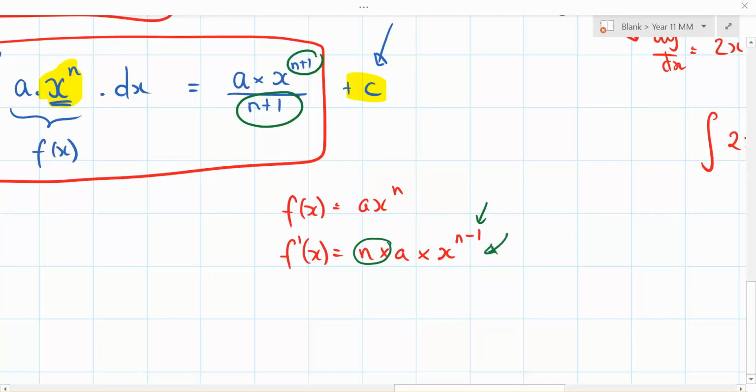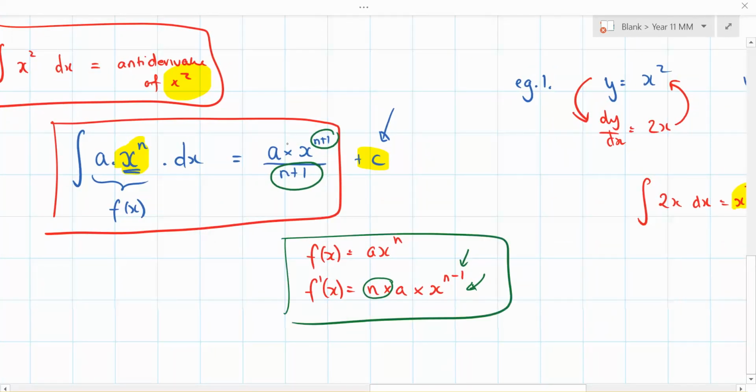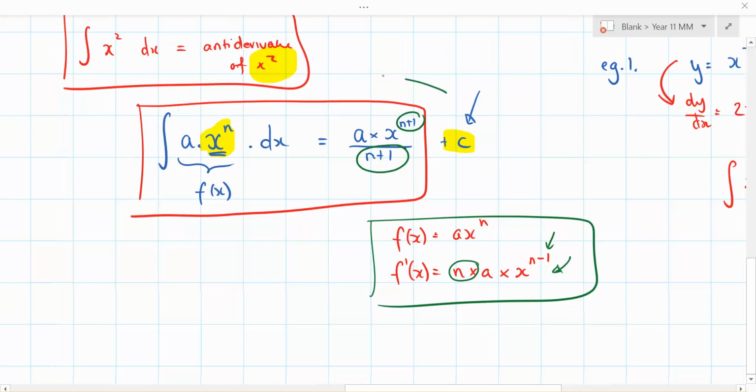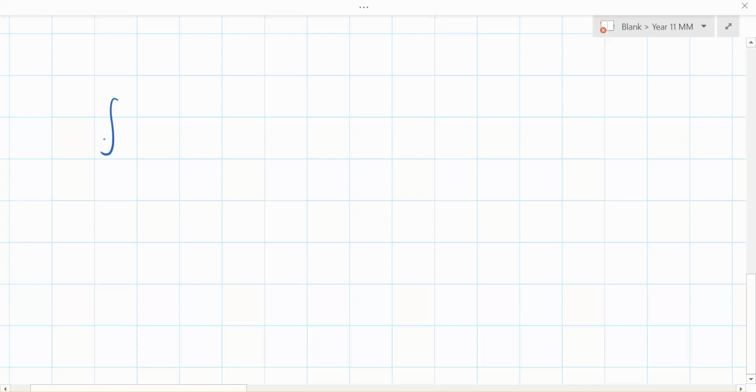But I explained that in class, and even if you don't really understand what I just said there, memorize the rule. That's the rule we're going to stick with. So let's do a couple of examples, because I noticed in class there were a few that you were getting confused by. So let's go with a simple one. Let's do the antiderivative of x to the power of 3 dx.